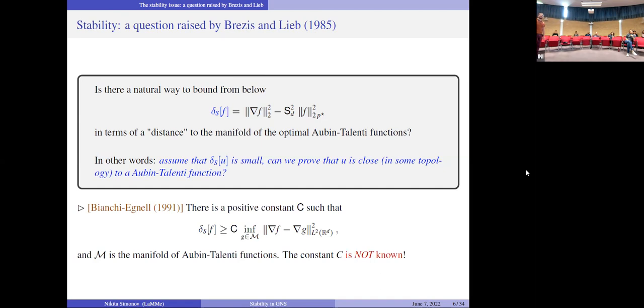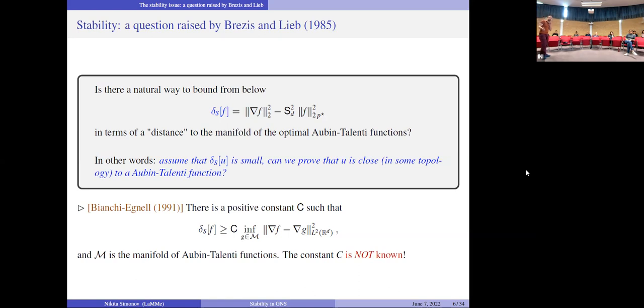In the original paper, they obtain this kind of a result for the Sobolev inequality in some domains, and to have a complete proof for the stability question for the Sobolev inequality, you need to wait until 1991, when a paper by Bianchi and Egnell appeared, in which they basically prove that this question has a positive answer. They prove basically that the deficit controls this kind of distance. So the deficit of f controls the infimum among the whole family of Aubin-Talenti functions g of the L^2 norm of the gradient of f minus the gradient of g, where g is an Aubin-Talenti function.